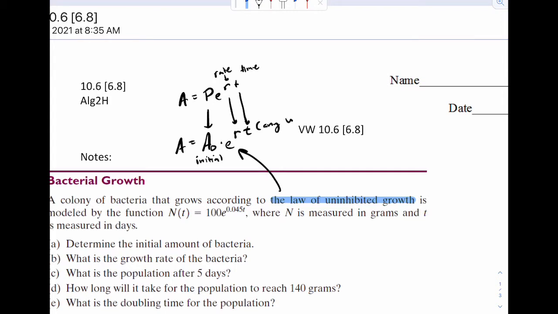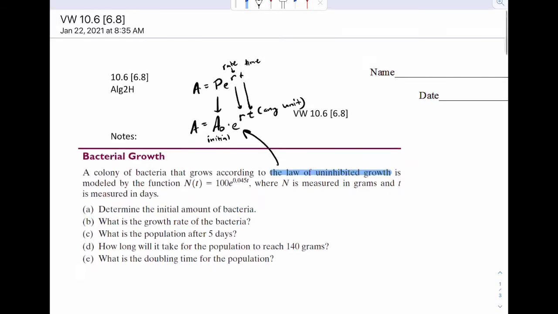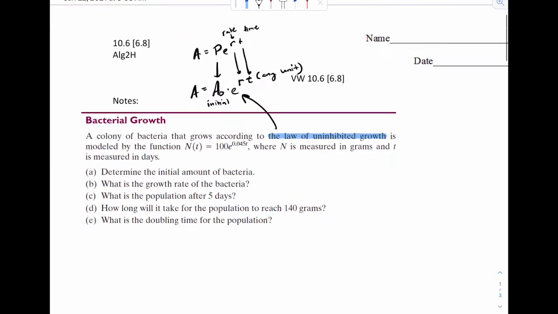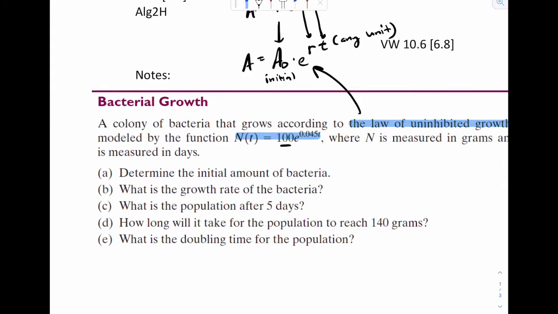So for money, we usually use years, but for the law of uninhibited growth, your time could be anything from a day to a second to a minute. So it could be anything. Ultimately, it's very, very similar. So for letter A, it's to determine the initial amount of bacteria. Notice how they do give you the formula, and that's going to be very common here. So your initial amount is right there.